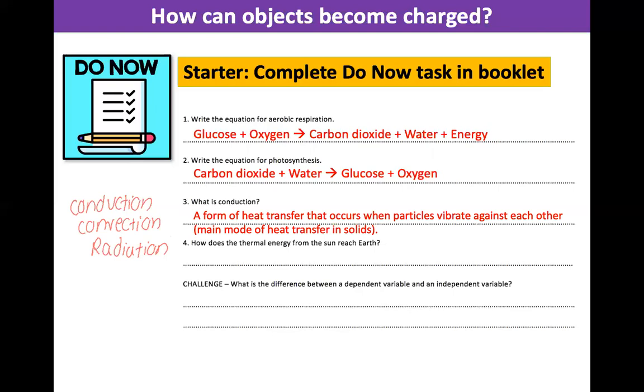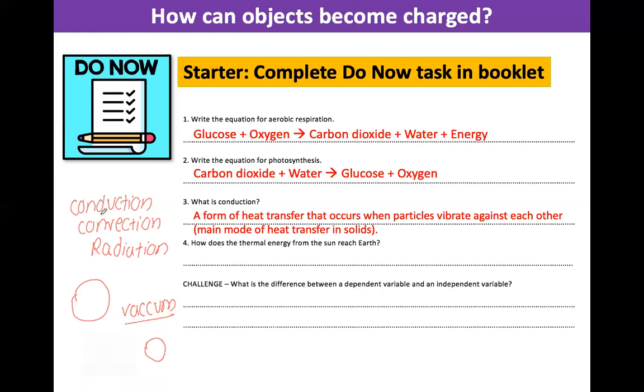Next question, how does thermal energy from the sun reach Earth? If we just imagine this to be Earth and this to be the sun, how will that energy get from the sun to Earth? It has to travel through space. And remember, space is a vacuum where we have no particles. So let's just go through these 3. It has to be one of these 3.